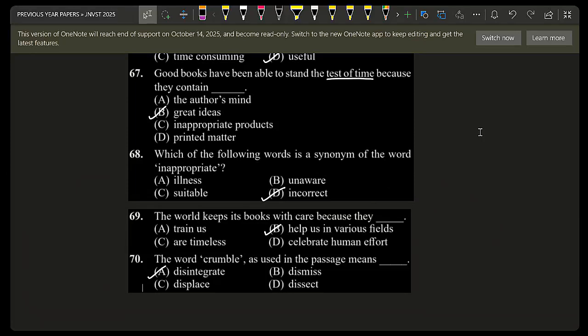Illness. Illness means not healthy. Ill means what? Getting fever or not healthy. Illness. Healthy's opposite word is illness.